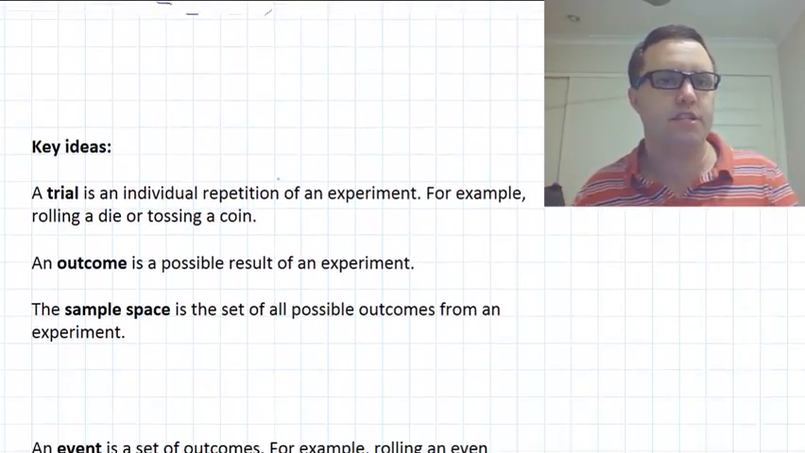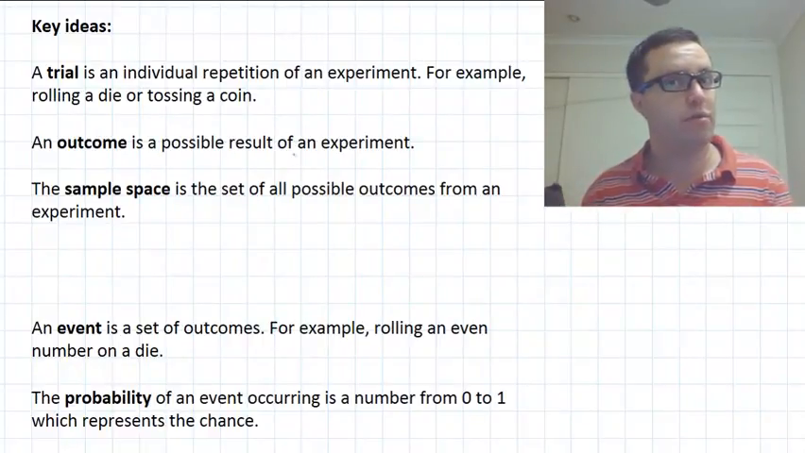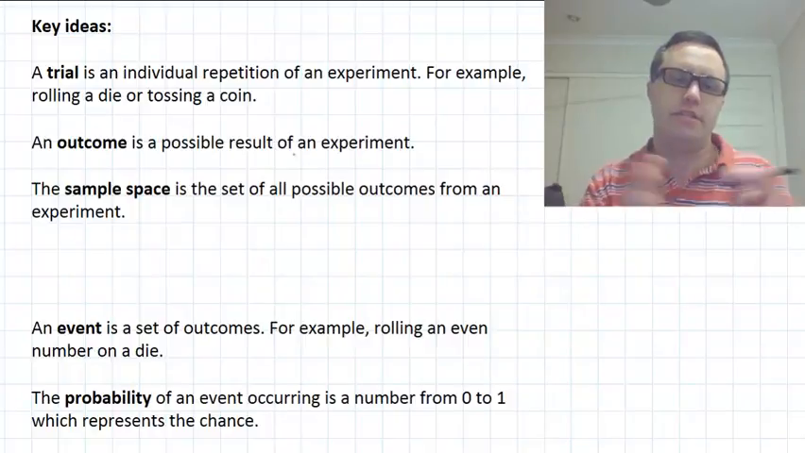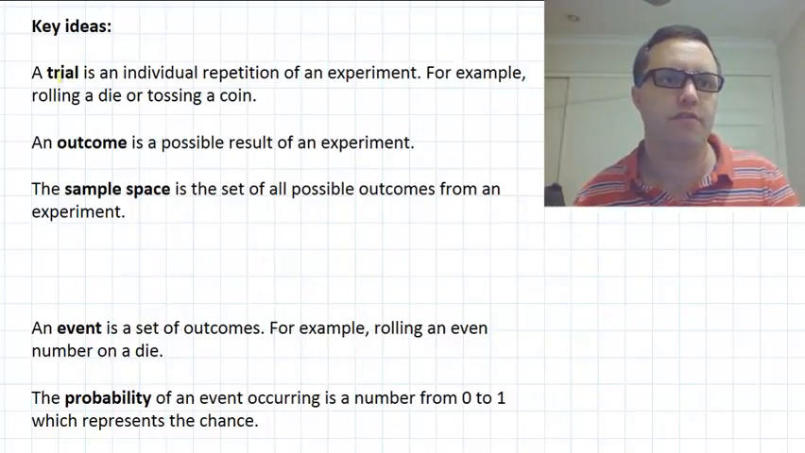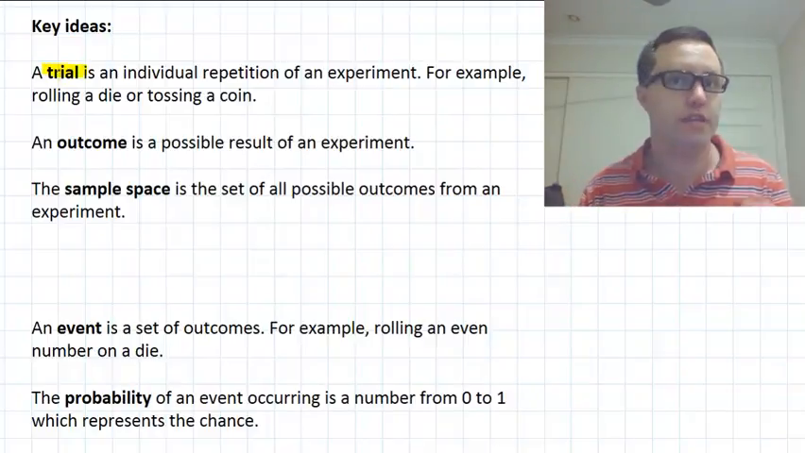Let's look at some of our key ideas. A lot of this is vocabulary, so that when we're talking about probability, we're going to be on the same page and use the same words, and you'll understand what the different things mean. Firstly, there was that idea we spoke about before. A trial is an individual repetition of an experiment.